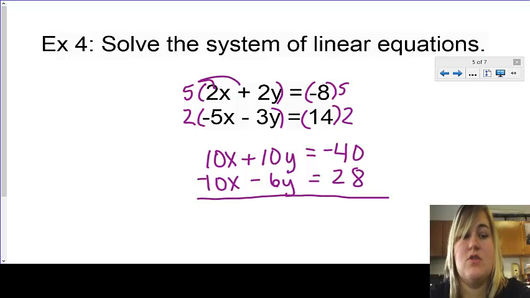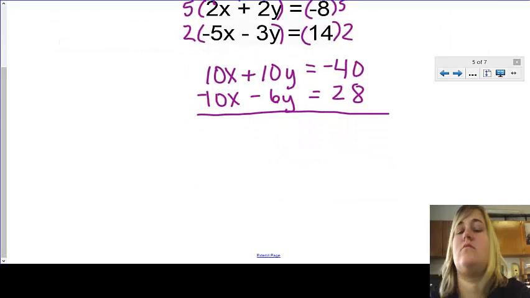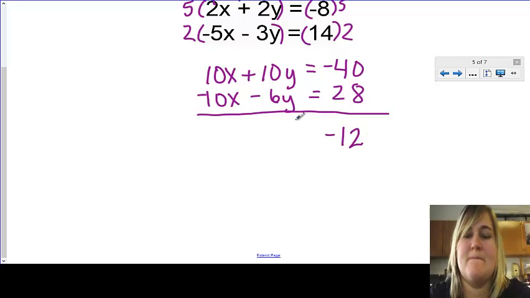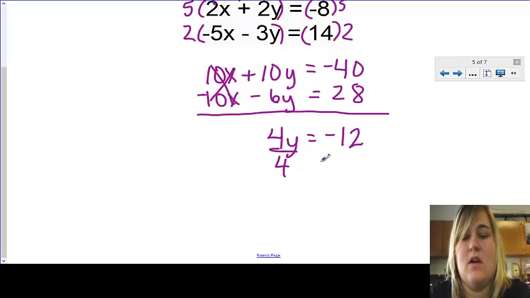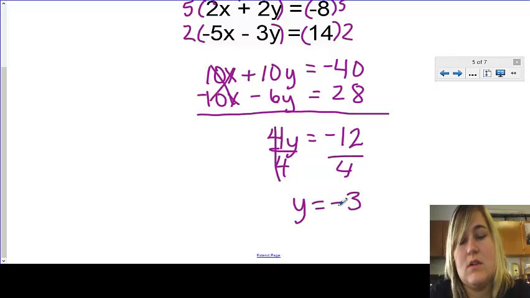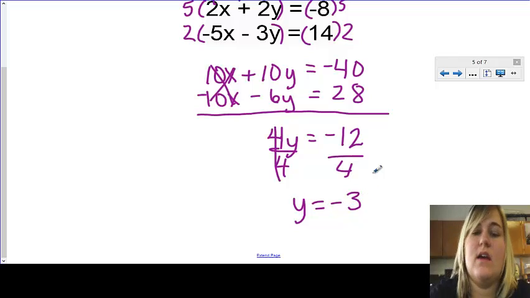So now I can add those two equations together. Negative 40 plus 28 gives me a negative 12. 10y minus 6y gives me 4y. And 10x minus 10x cancels out. So to get y by itself, divide by 4 on both sides, and I'm left with y is equal to negative 3.